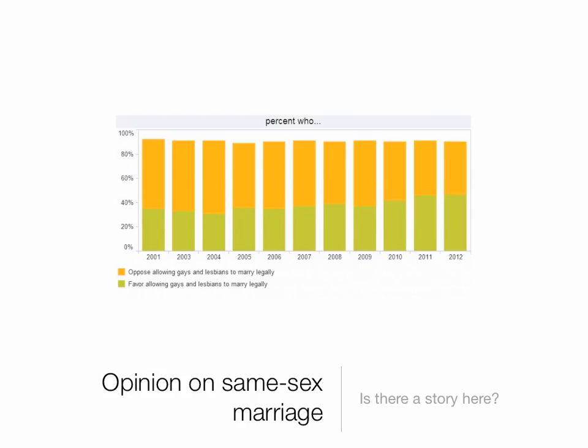So here's a stacked bar graph showing you opinion about same-sex marriage. And if you look at this bar graph, you might ask yourself, who cares? Right? Opinion seems to be pretty static over time. It doesn't really seem to be doing very much. So this conveys a story, intentionally or unintentionally, that there's really not a very big change in public opinion about whether or not gays and lesbians should be allowed to marry legally over the course of 12 years.